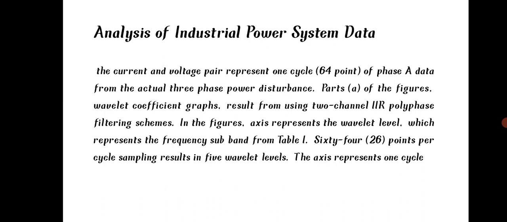The current and voltage pair represent the cycles of the phase A data from the actual three-phase power distribution. The wavelet coefficients result from using the two-channel IIR polyphase for the filtering.